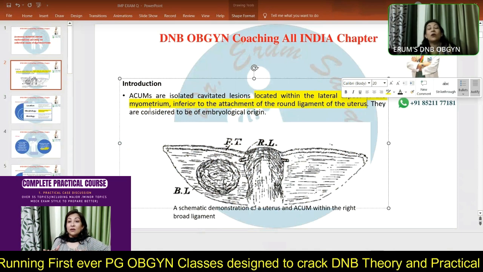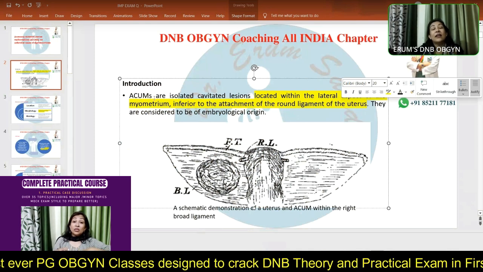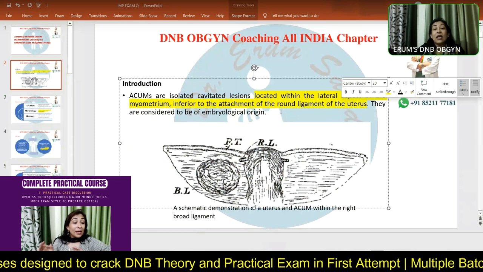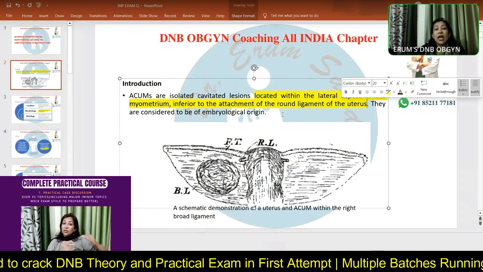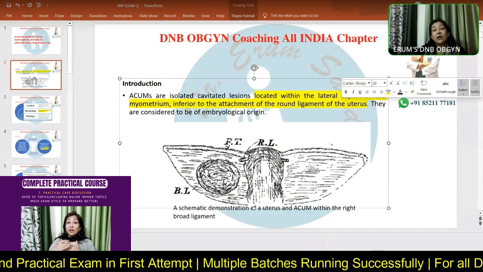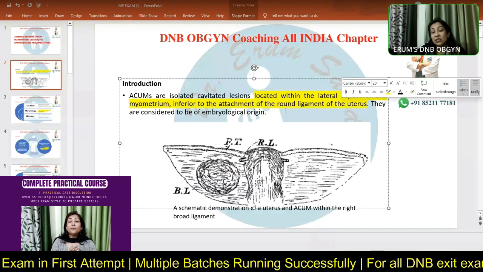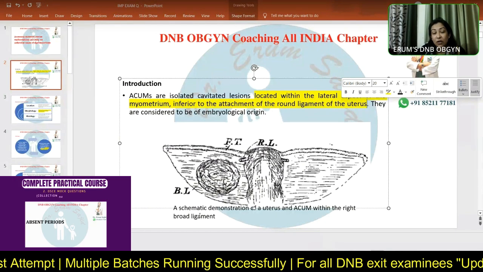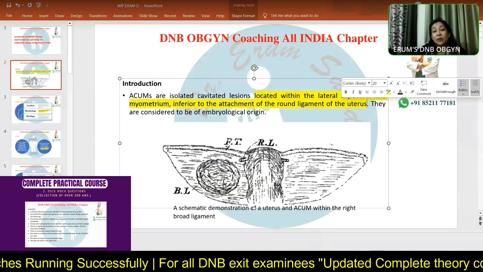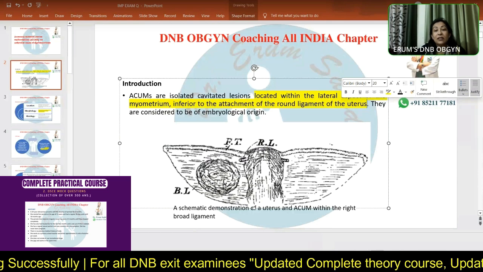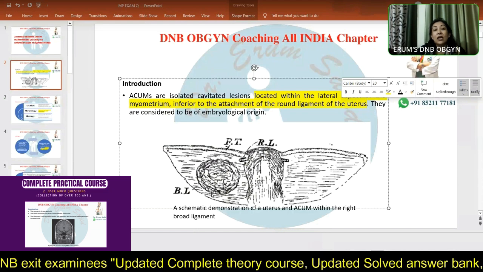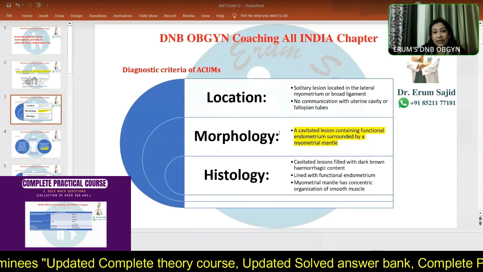People will understand ACUM. Anybody can say that it's a cavitated lesion and it is a uterine malformation. But if you write down this specific thing, that it is lateral to the uterus, probably there in the myometrium, in the broad ligament, and below the attachment of the round ligament. So the specific site is below the attachment of the round ligament. So here you make a rough diagram, make the two round ligaments. As you can see, this is the fallopian tube, this is the broad ligament, and here is where you find your ACUM. This is the location.